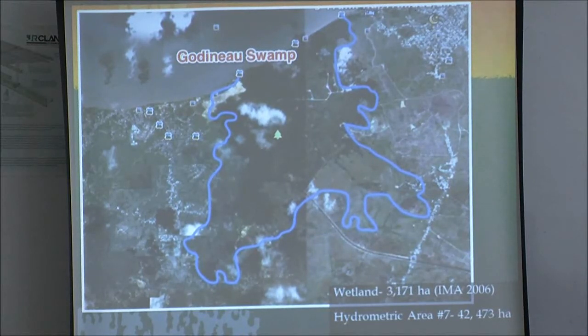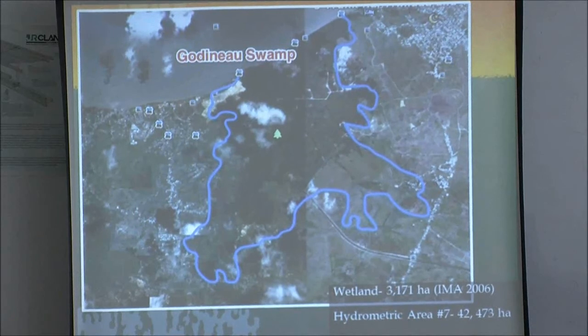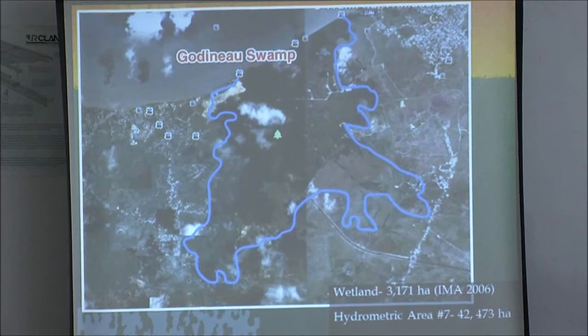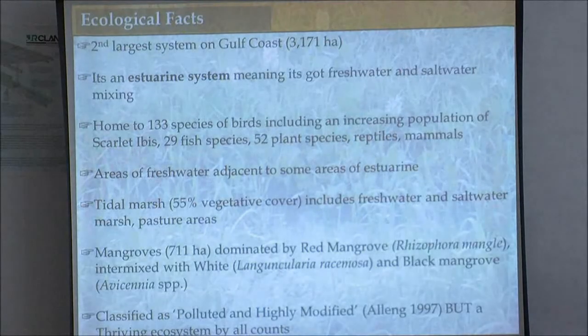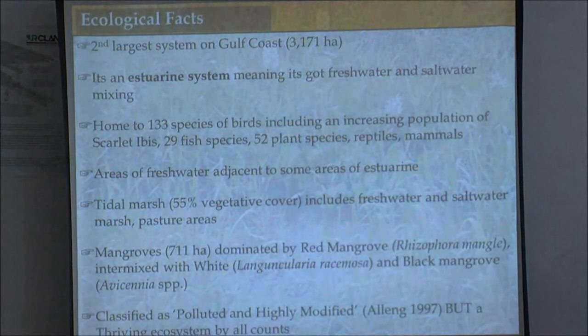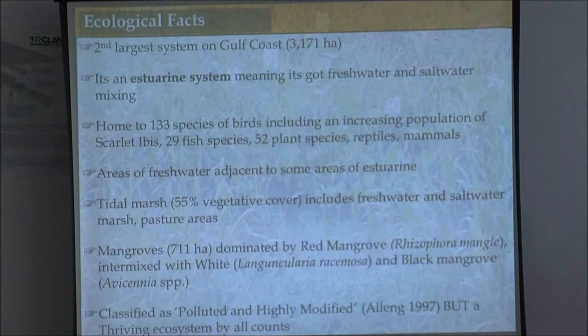The wetland measures roughly just over 3,000 hectares, and it's the combination of an entire drainage area, the hydrometric area of a wetland, that's just about 42.5 hectares in size. The ecological significance of this wetland is that it's an estuarine system. It's got freshwater and saltwater sections to it. It's home to about 133 species of birds, about 13 species of which are very abundant, including our scarlet ibis, which has been ever increasing in numbers.